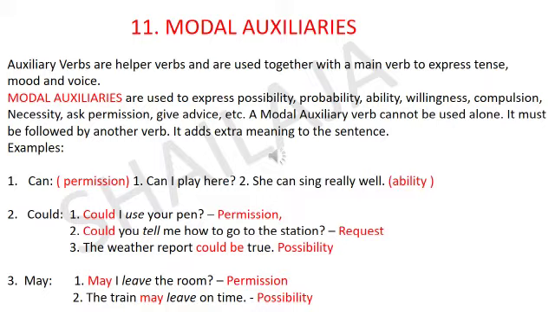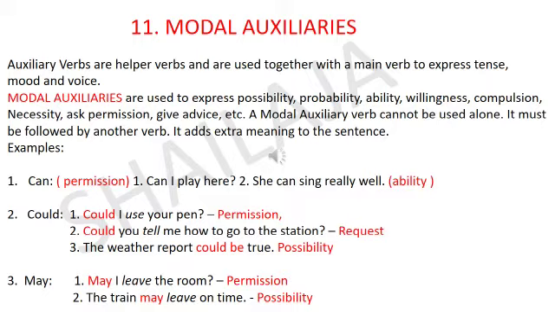And the main verb used after a modal is always in the root form. Remember this, children. In question tags, however, they can be used alone. Normally, modals are followed by a main verb. Can is used to be very informal. May could be used for polite. Could is very polite. Let's see the examples. First one. Can, permission. We are asking permission in this question. Can I play here? She can sing really well. Ability.